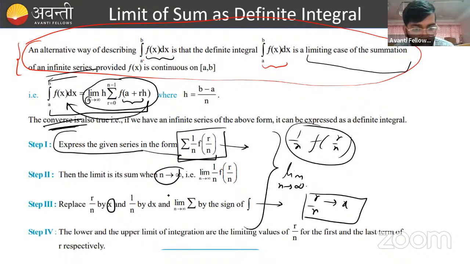If you go back to the definition that we already did, you will get to understand. 1 by n times dx, and limit summation sign replaced by integral. So as we already know, what is integration?